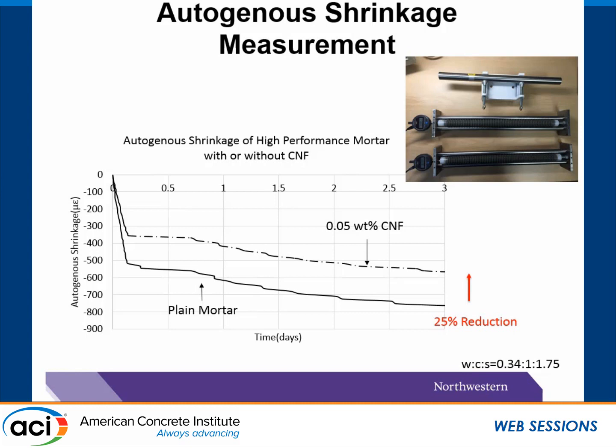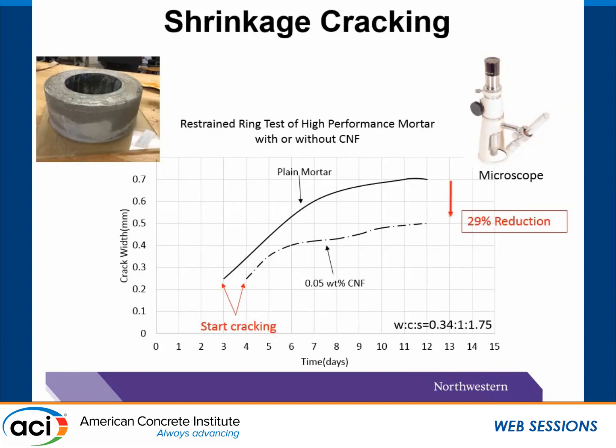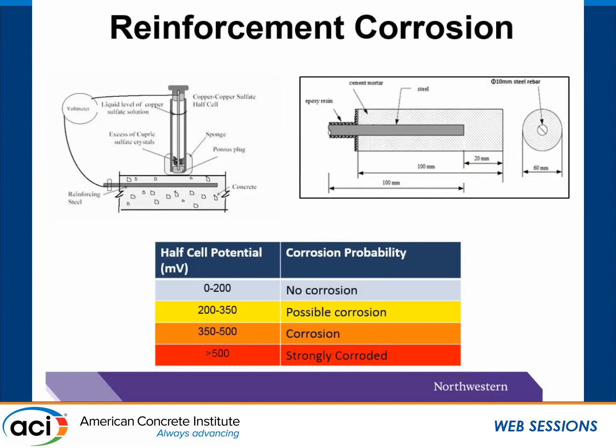With a small addition of carbon nanofiber, the autogenous shrinkage is reduced by 25% at the end of 3 days. The shrinkage cracking test with mortar sample shows the CNF not only delays the formation of crack, but also reduces the crack width by 30% at the end of 12 days.